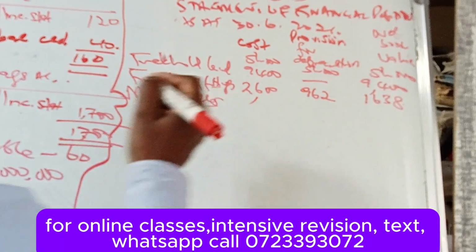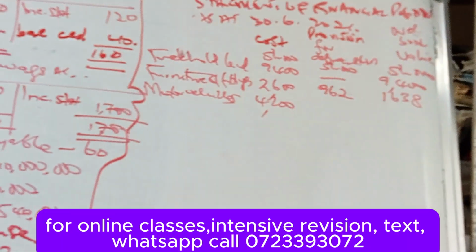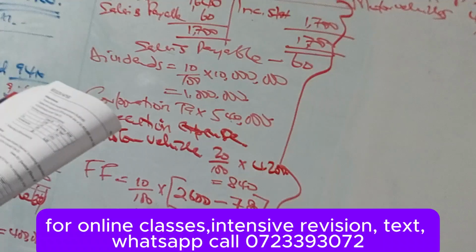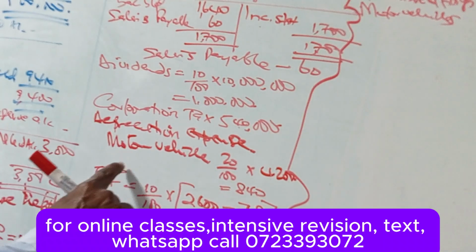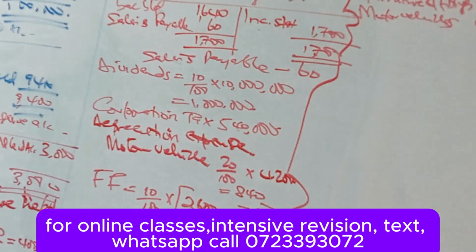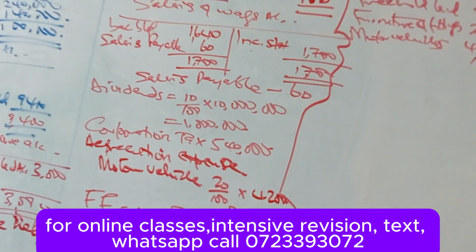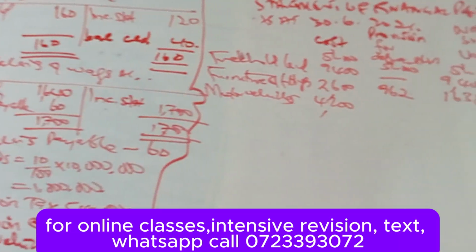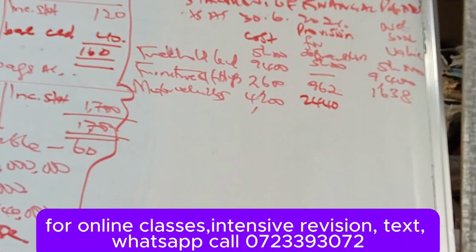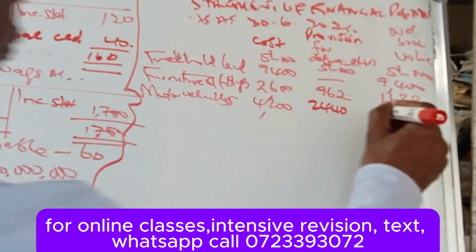Then we come to motor vehicles. We bought the motor vehicle at 4,200. The depreciation at the beginning of the period for motor vehicles from the trial balance is 1,600. 1,600 plus 840, we get a figure of 2440. 2440 minus 4,200, we get a figure of 1,760.